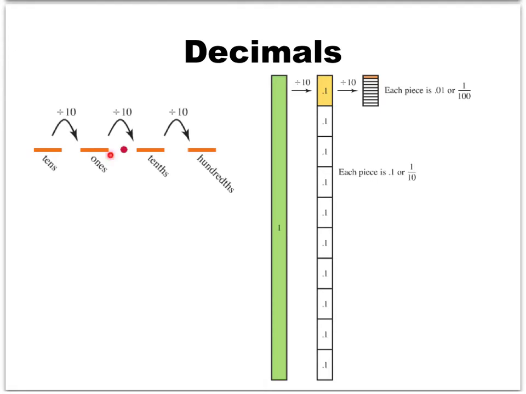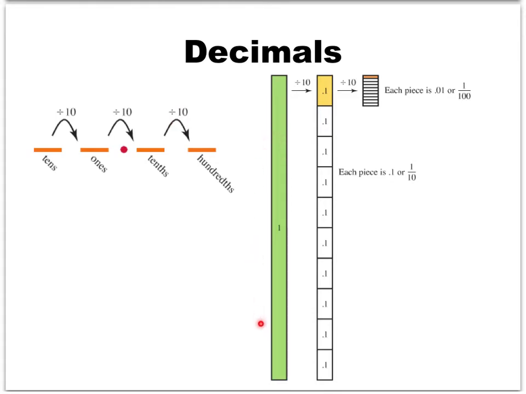So if we start here at the ones place and we unbundle that, we're going to add a decimal point and we get our tenths place. And if we unbundle those, we're going to get our hundredths place. Okay, so what does it mean to unbundle a 1? Well, this picture illustrates this.